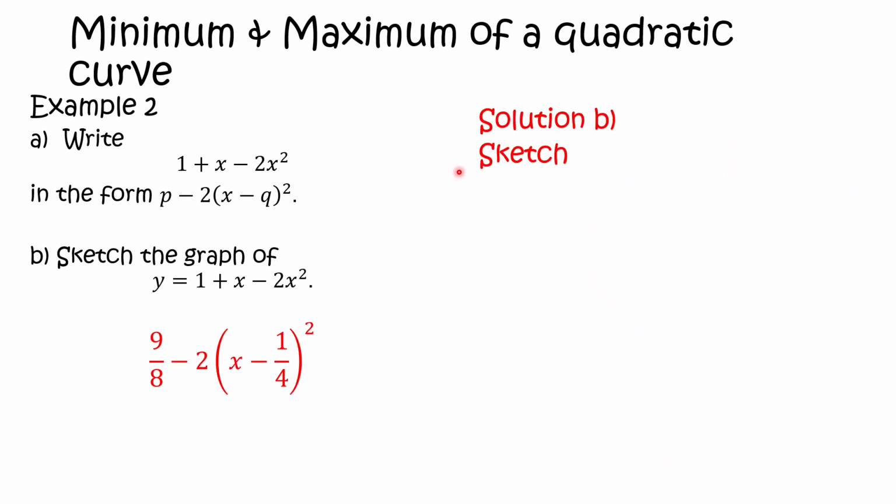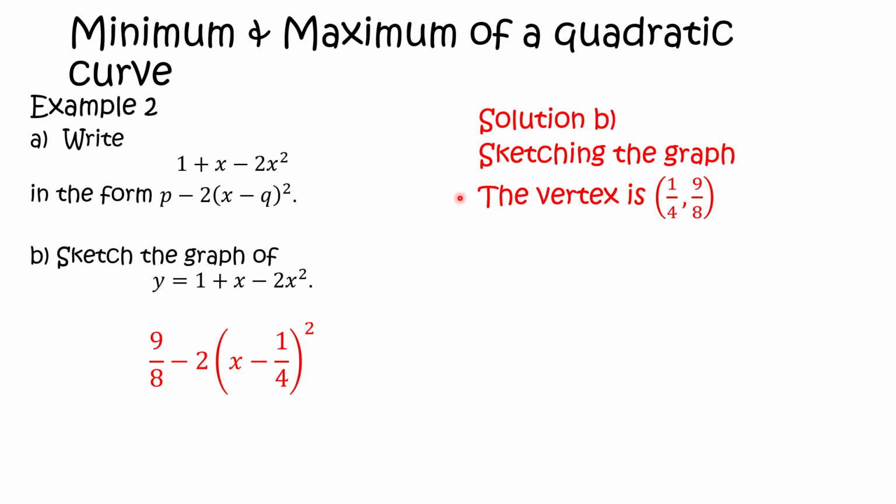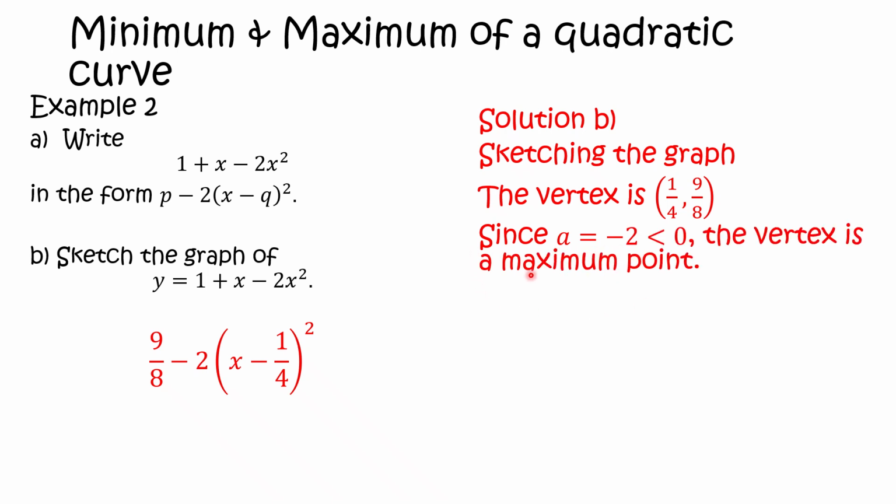Now for part B, we intend to get the sketch. For us to get the sketch, we need to know what the vertex is. Recall from A, the h was minus 1 over 4 inside the bracket, implying that it will be positive 1 over 4, and the k was 9 over 8, so that we have that as the vertex. Now, since a is minus 2, that is the coefficient of x squared, this is less than 0, it implies that the vertex is a maximum point.